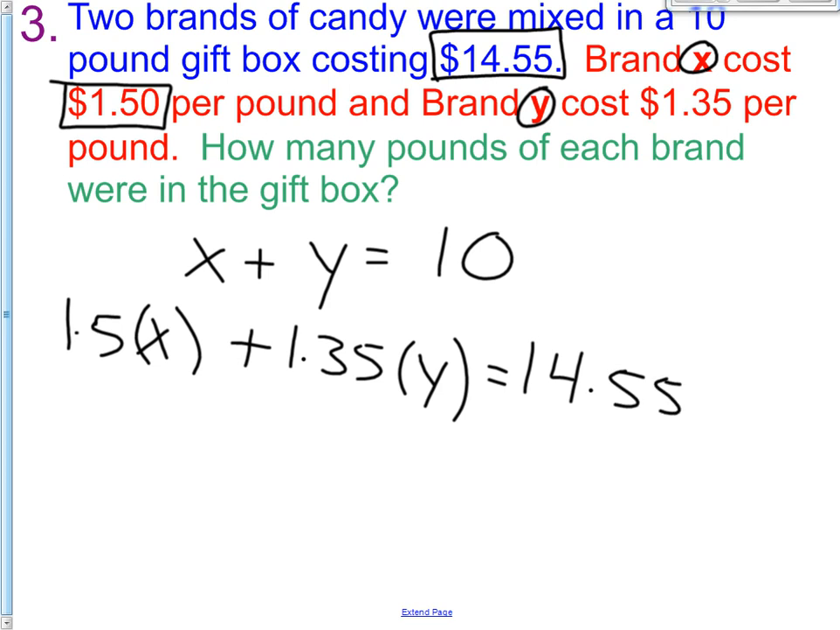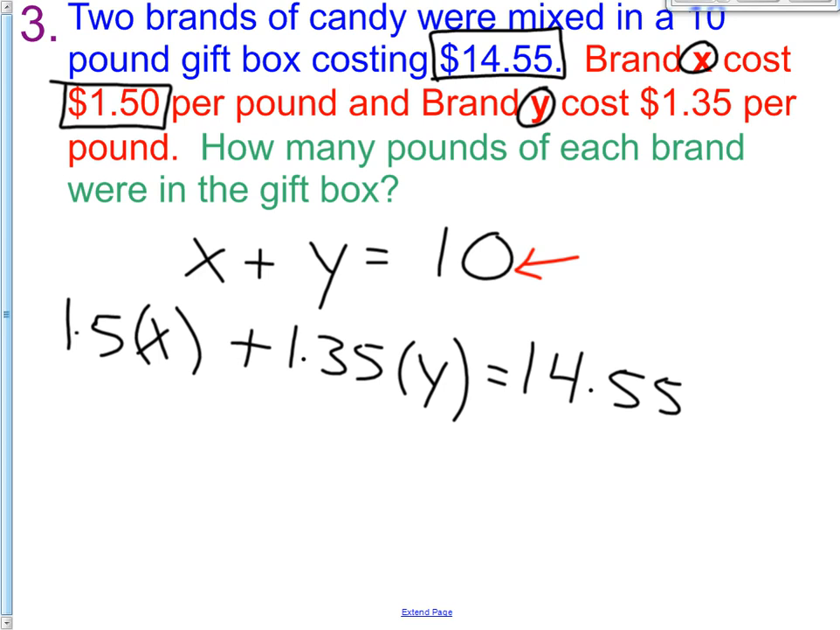So there's my 2 systems of equations. The 2 candies together add up to equal 10 pounds, and we know that the total cost is $14.55 if it's $1.50 for brand X and $1.35 for brand Y. So now that we have this system of equations, let's now solve for it. I'm going to solve using substitution.